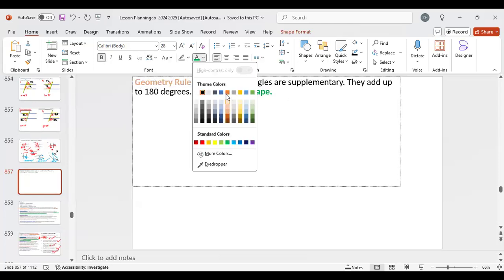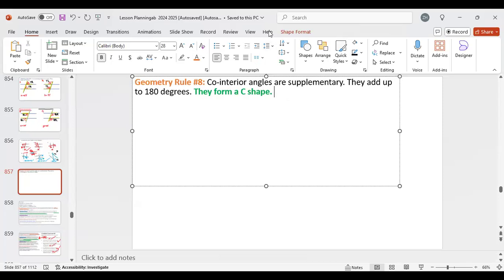All right. So what do we know about co-interior angles, class? They add up to 180 degrees. And they also form a C shape, right?